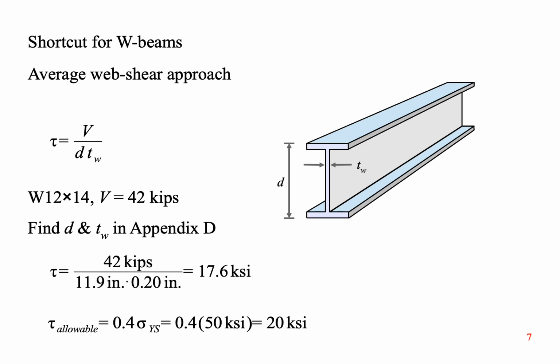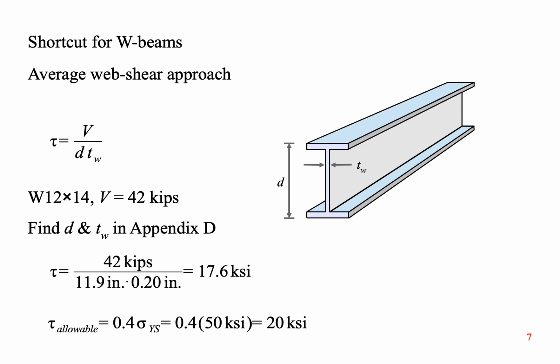Instead, we have a shortcut method that's close enough to be useful and safe. The average web shear approach says that the shear stress equals the applied shear load divided by the depth of the beam and the thickness of the web. For example, if a 42 kip load is applied to a W12 by 14 wide flange beam, the resulting maximum shear stress at the neutral axis would be 17.6 ksi.